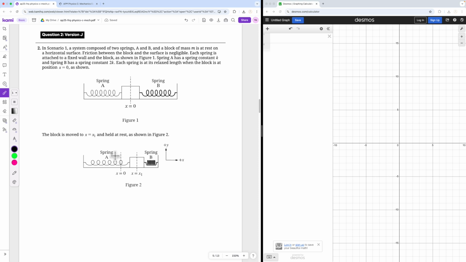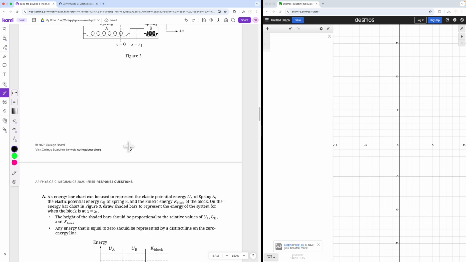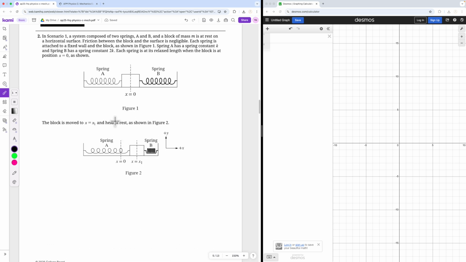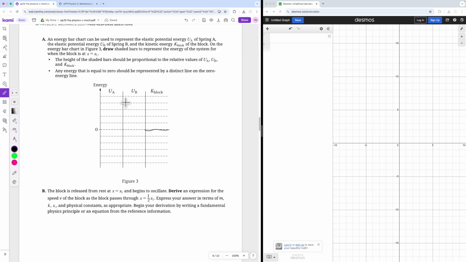Spring A is being extended by x1, spring B is being compressed by x1. That means that spring B is going to have twice the energy stored as spring A. So you can draw, let's say, 4 blocks here and 2 here, or 2 here and 1 here. It just has to be relatively proportional. So let's fill in 2 bars like this, and 1 bar like that. There we go, that's part A.